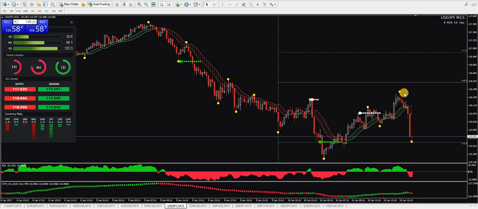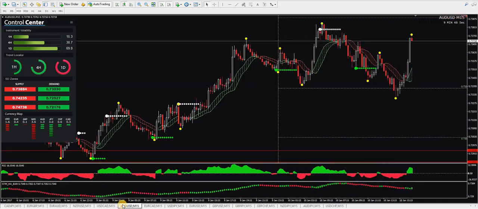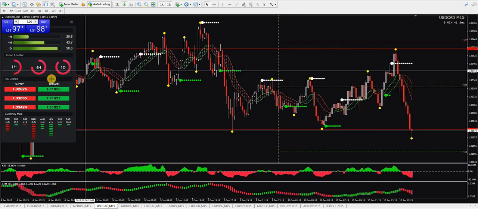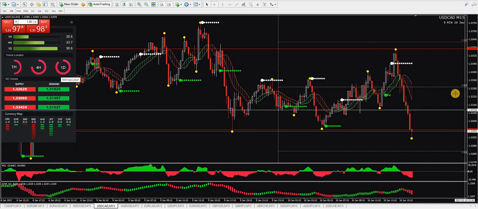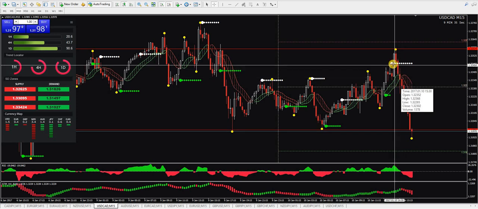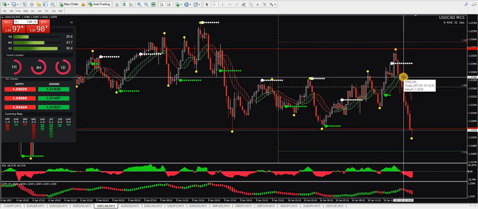Here we still need a signal dot. We don't have that here. As you can see here, all three higher time frames are red. We got the signal and swing dots right here. Cloud is switched over to red.